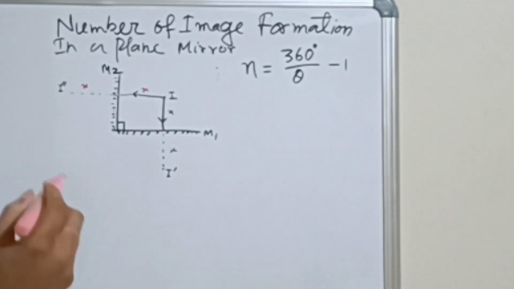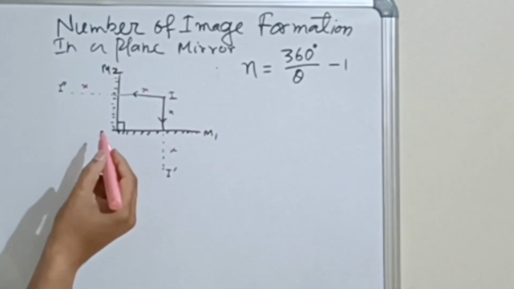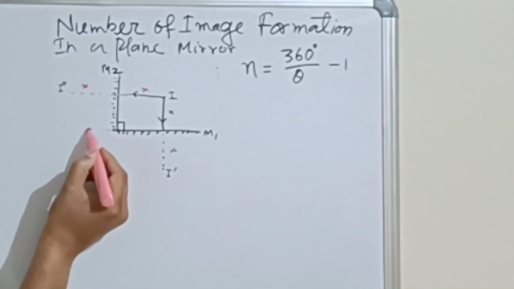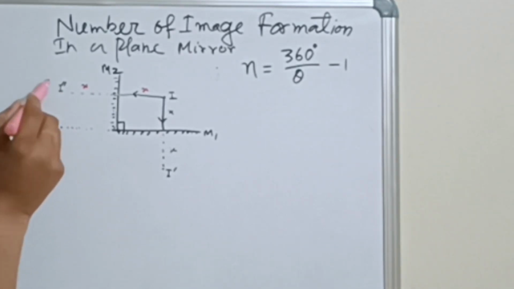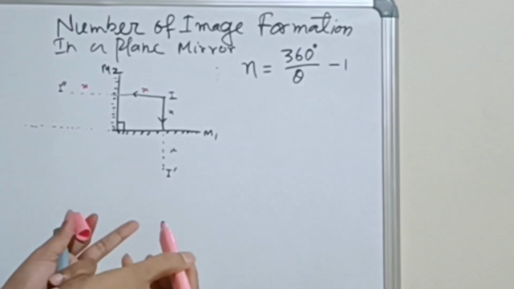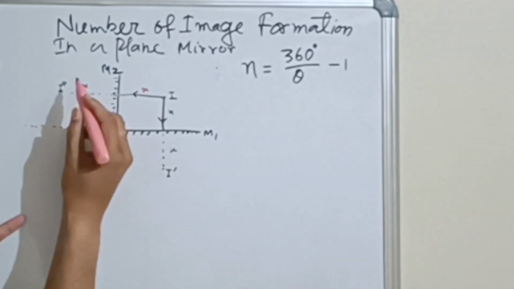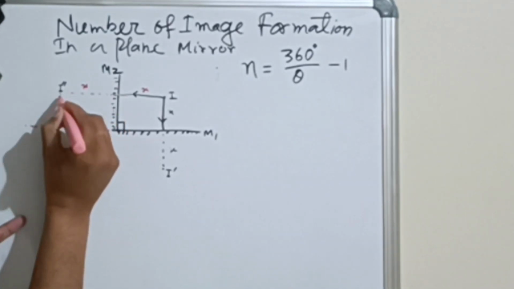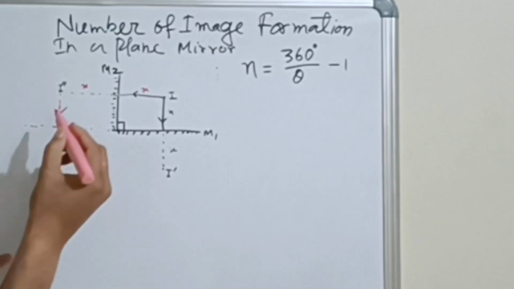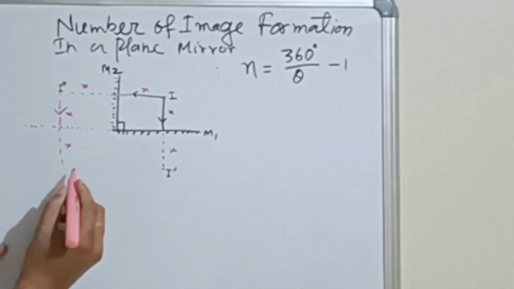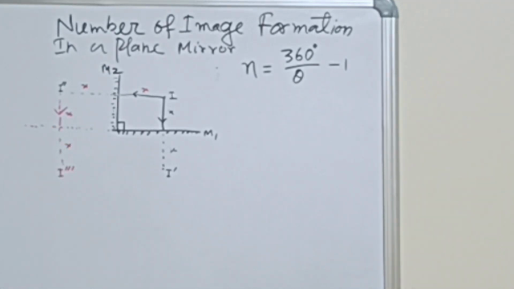Now see, this is the image of I by M2. Now I'm just extending back this mirror. Why? Because this virtual image will be acting like a virtual object for mirror M1. That is why we need to extend it back. See? So at the same distance, this is also x and this is also x. Here I2, I3 dashed.